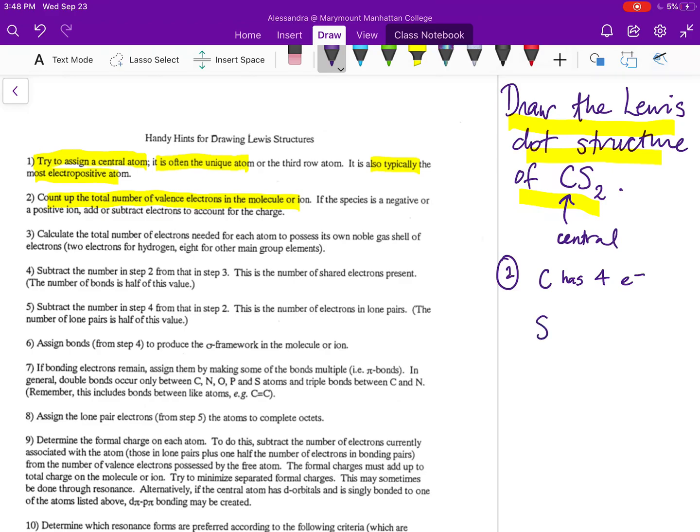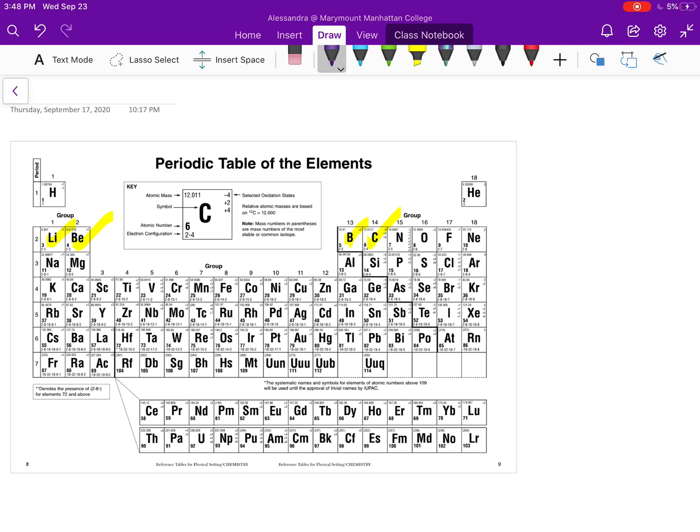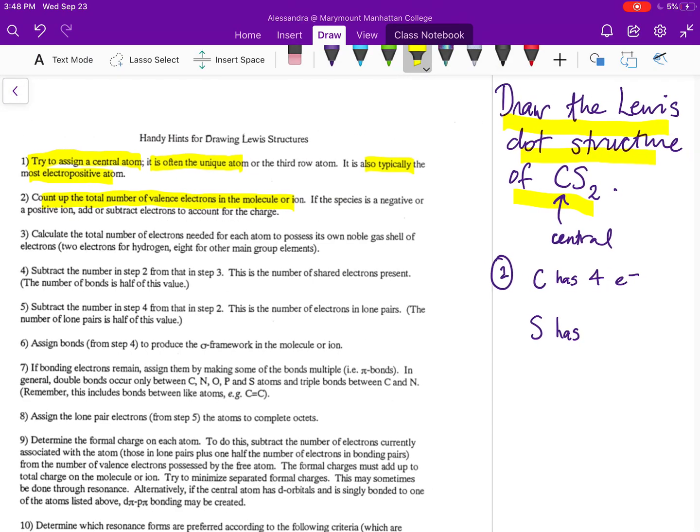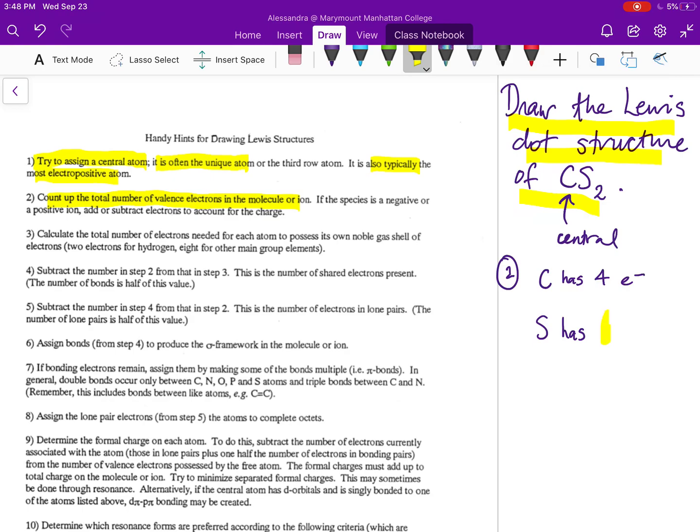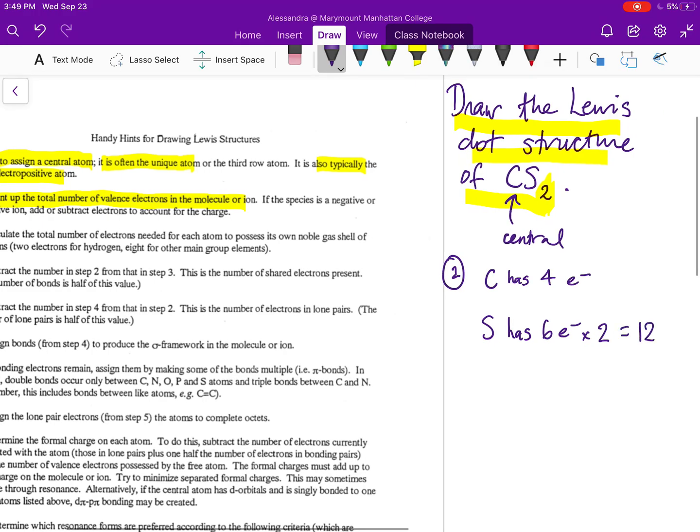Each sulfur has 6 valence electrons, and I can see that by going to the periodic table and counting across to sulfur. 1, 2, 3, 4, 5, 6. Just counting across in its row, I can see that sulfur brings 6 valence electrons to the table. So sulfur has 6 valence electrons. But we have to bear in mind that there are 2 sulfur atoms in the molecule. So I'm going to multiply that by 2, and that's going to give me 12 electrons total for sulfur.